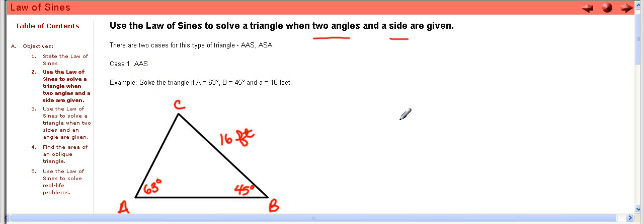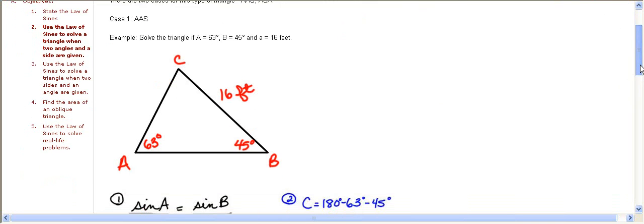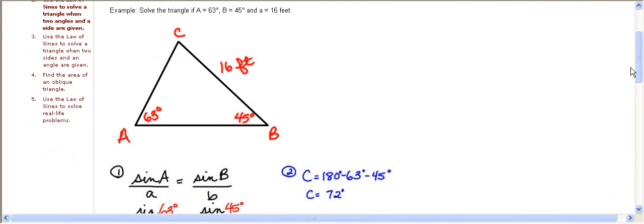If we want to solve a triangle when we have two known angle measures, and specifically we have that angle A is 63 degrees and angle B is 45 degrees and the value of A is 16 feet. So I've drawn the triangle here to construct exactly what we need, and now we need to set up a proportion that will allow us to solve for the things that we don't know.